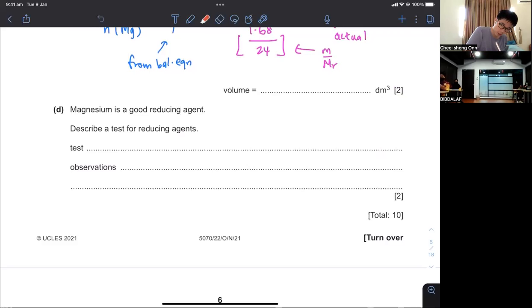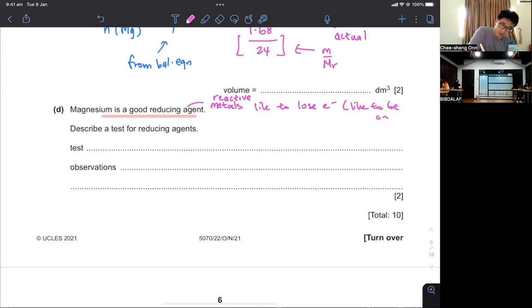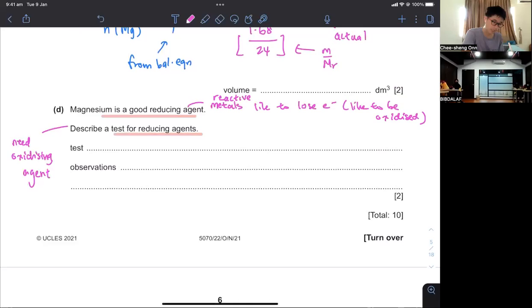Magnesium is a good reducing agent because metals, or I should say reactive metals, like to lose electrons. Reactive metals like to be oxidized. As you know, reducing agents themselves get oxidized. So reactive metals are good reducing agents. What is a test for reducing agent? Reducing agent needs oxidizing agent. So when you are asked about this kind of question, you really need to think about your oxidizing agents.